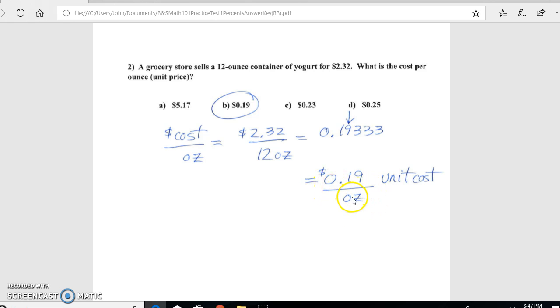This is 19 cents for each ounce. And this is what we call the unit cost, or the cost per 1 ounce.